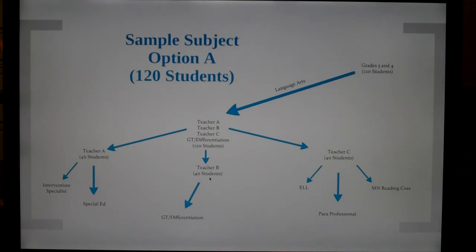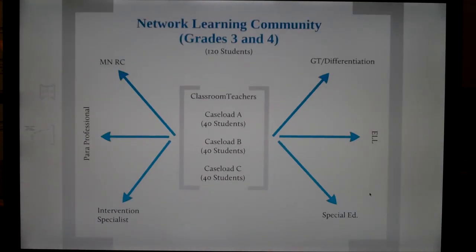Teacher B would have 40 students split between her and the GT teacher, again 20 students each, and teacher C would have 40 students split between 4, teacher C, ELL, paraprofessional, Minnesota Reading Corps. The neat thing about our NLC model is that we can be as flexible as we want and develop multiple models depending on student need and teacher support and expertise.